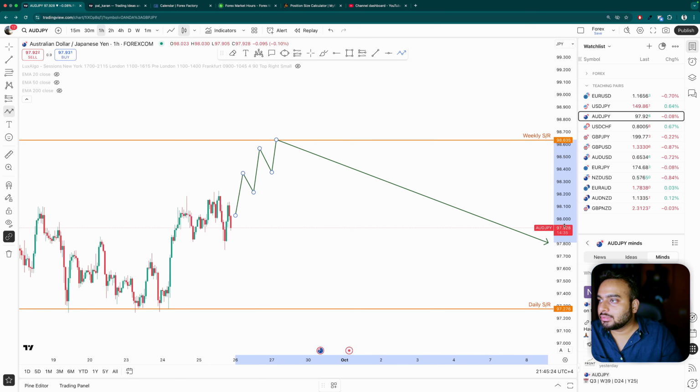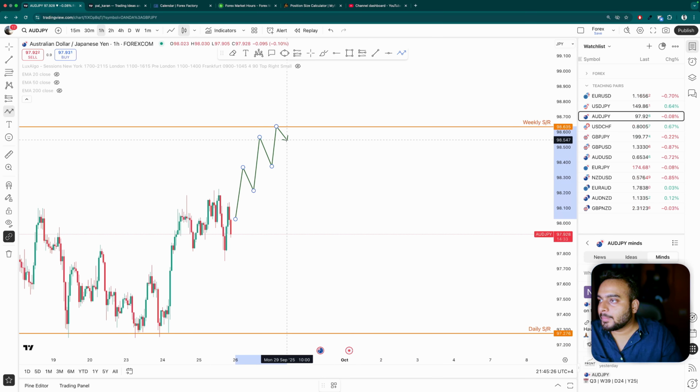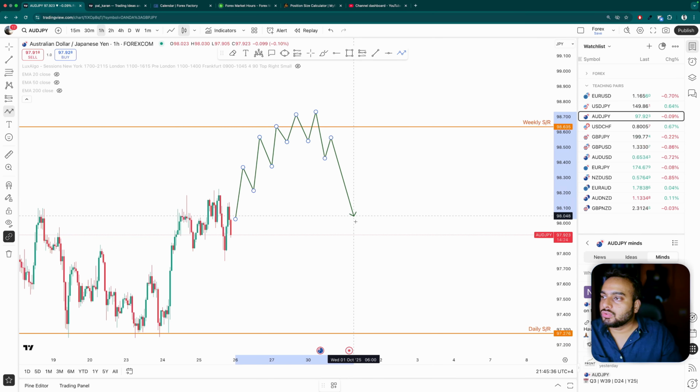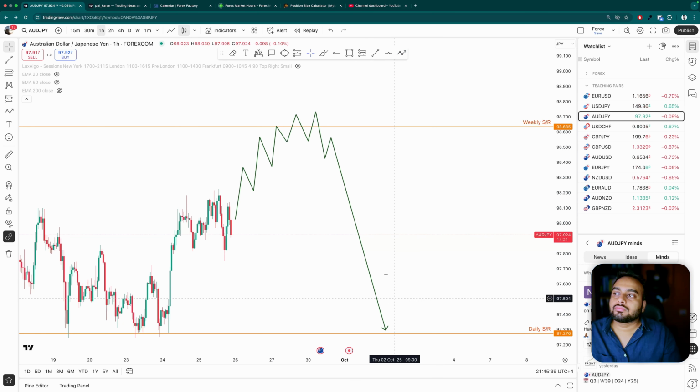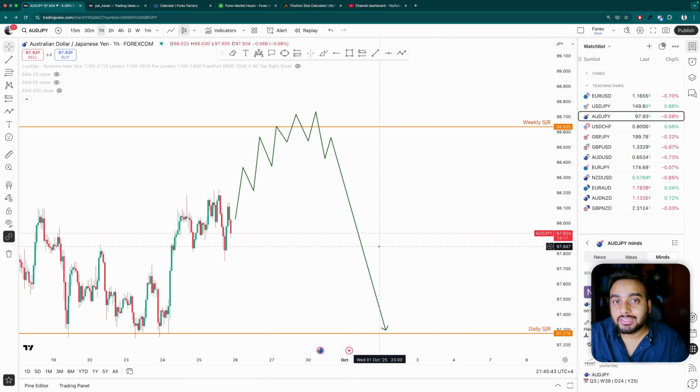Wait for an entry signal. Go short till here, something like this. So this is how you read price action. This is how you analyze the market. This is how you look for a trade. But you always need to wait. Don't be in a hurry.